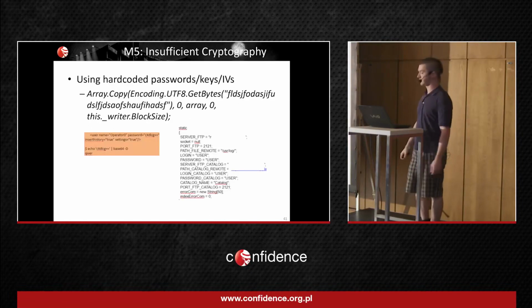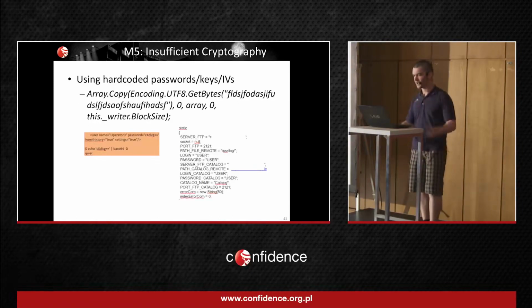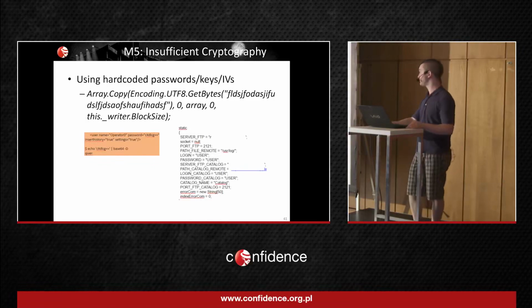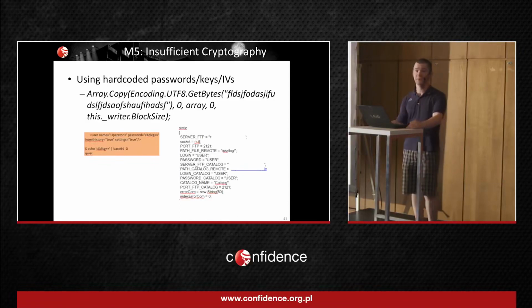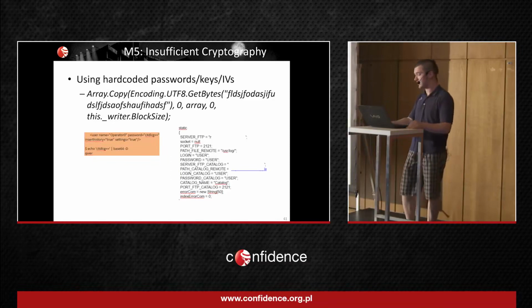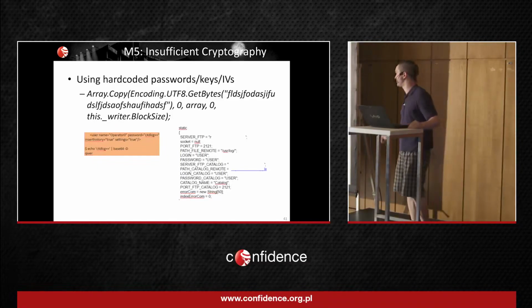Another, insufficient cryptography. Some applications used hard-coded passwords or keys, so the attacker just needs to reverse the application, get the key, and from that time he can decrypt all the information from other devices with the same app, because the key is the same on all devices. Such information can be some configuration files, HMI project files, etc.